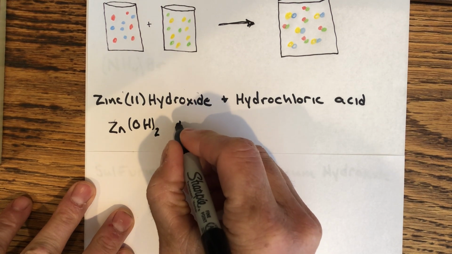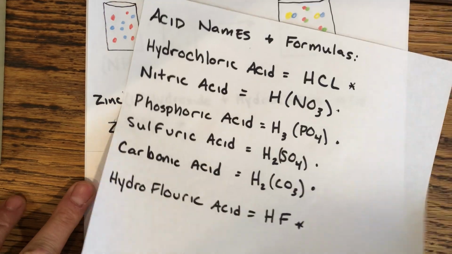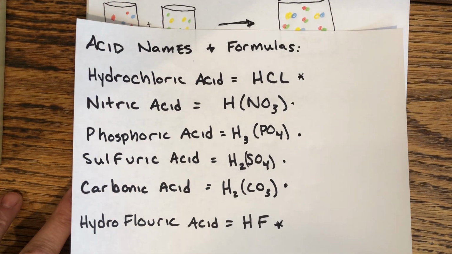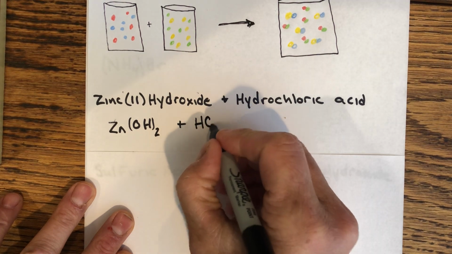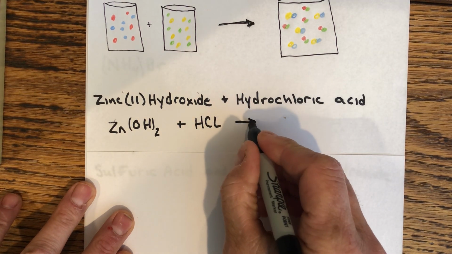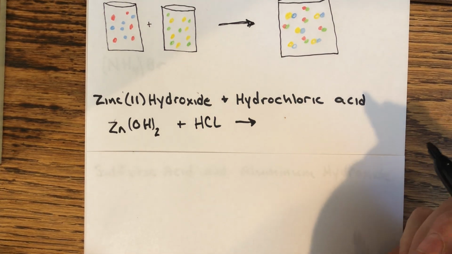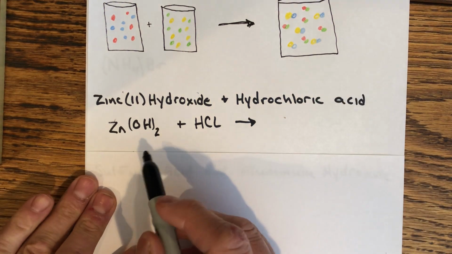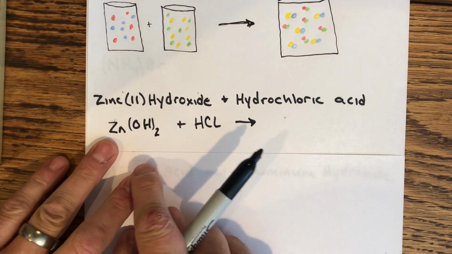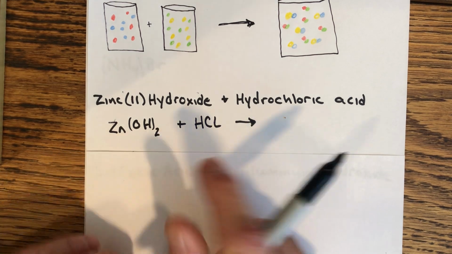And then we're going to combine that with hydrochloric acid, and we can refer back to our list of names and formulas. That is just HCl. And in these neutralization reactions, remember they're double replacement. So we are going to make 2 new compounds. Just think about how this goes. Remember that the positive zinc and the positive hydrogen ions are going to trade partners.